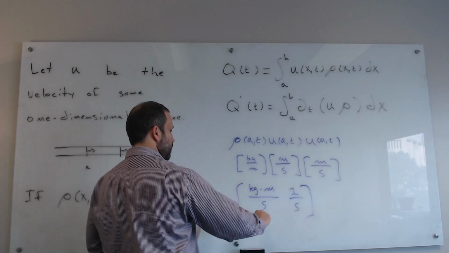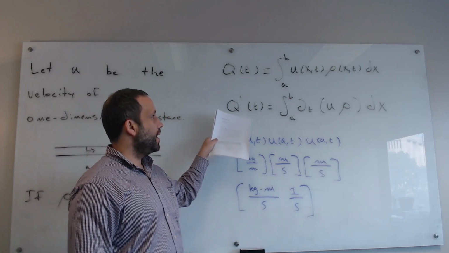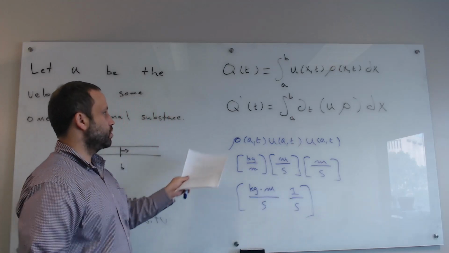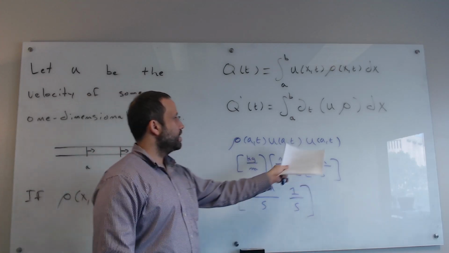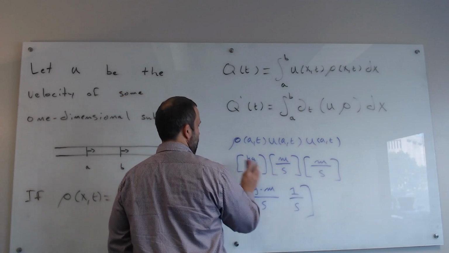So this right here is momentum, and this is per second. So the units of Q prime is momentum per second, and this is momentum per second. So again, what we have is sort of a momentum density type of thing times how much it's flowing, which is the velocity.